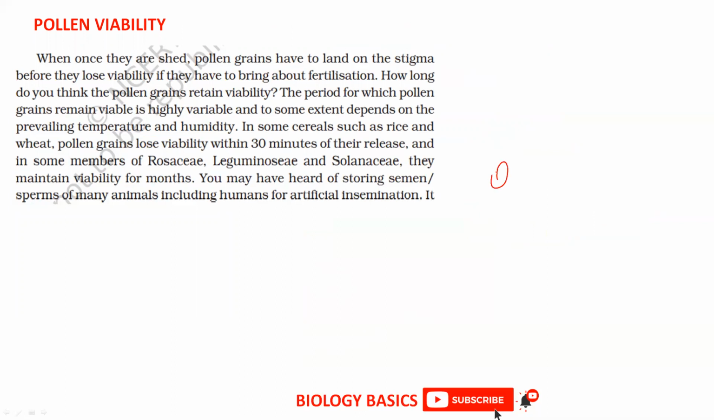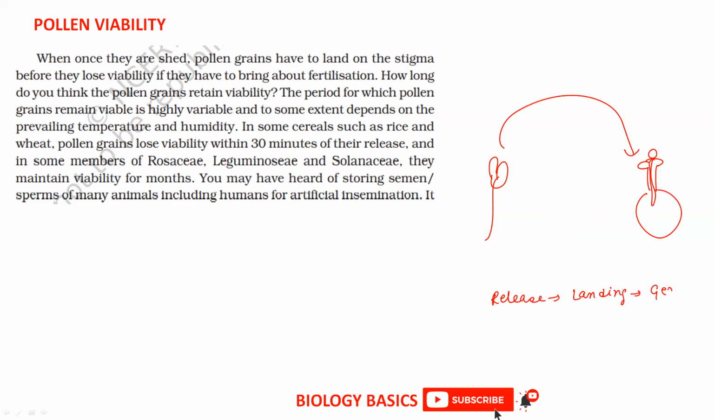Pollen viability simply means what? The release of the pollens, and it will go and land on this stigma, and after that landing, it may germinate, right? So release, to landing, and then to the germination. Then the germination is basically known as what? Pollen viability, right? It means if the pollen are able to germinate, then that pollen is termed as what? Pollen is viable, right? That pollen is viable.